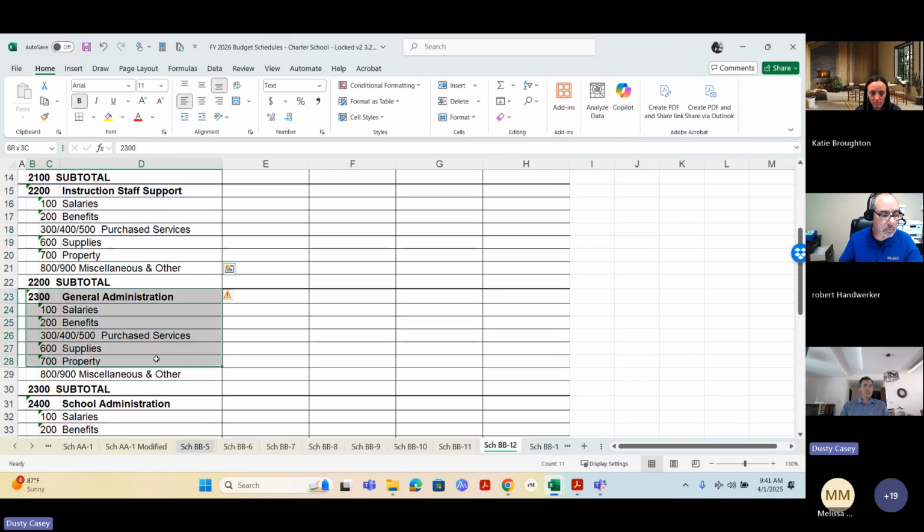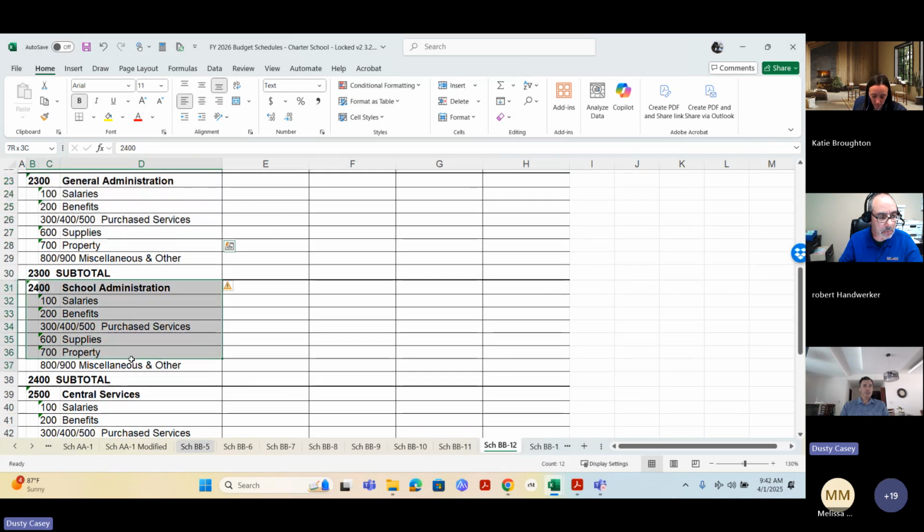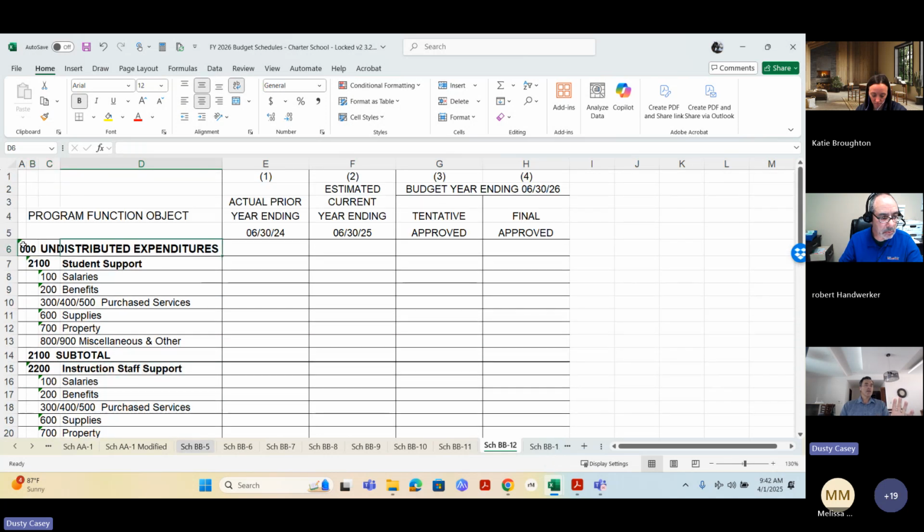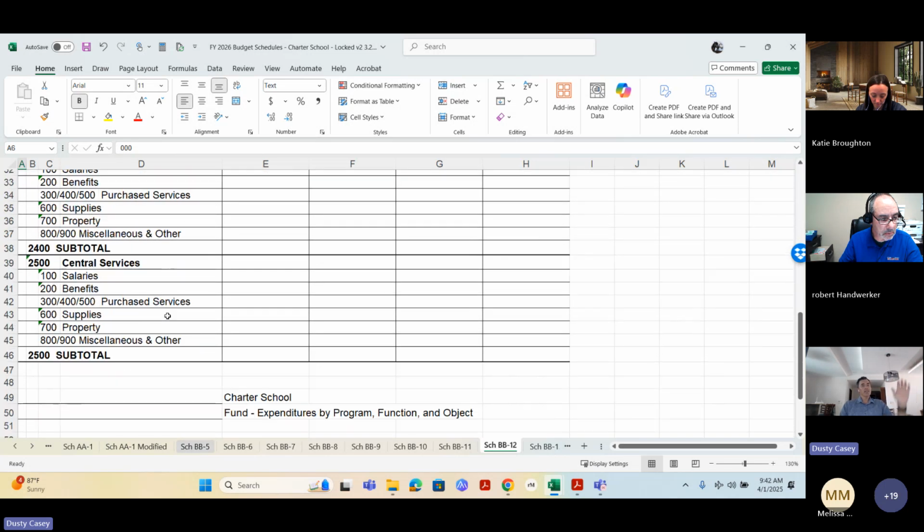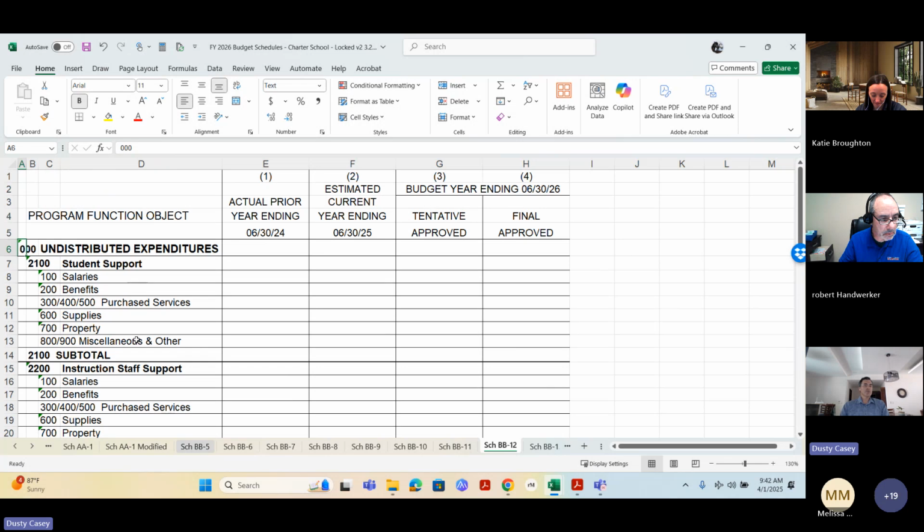General administration is your board level stuff. So if you do board trainings or you have anything, maybe a board designated secretary, that goes in 2,300. 2,400 is your school administration. This is where I've seen some of these undistributed programs scattered back out through the other programs, like regular programs and stuff. It should not be. It should be as far undistributed.